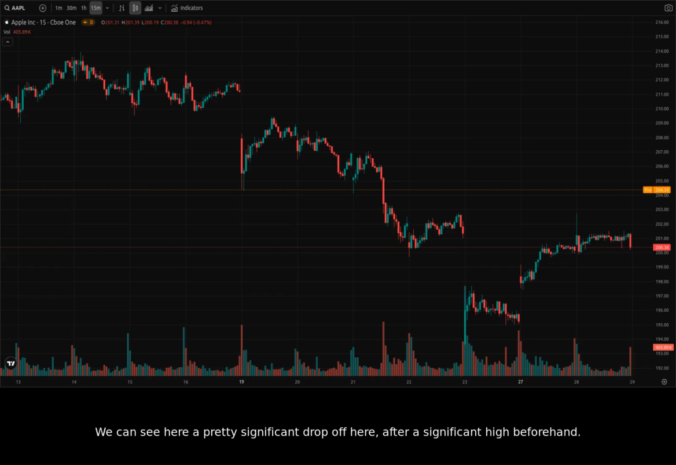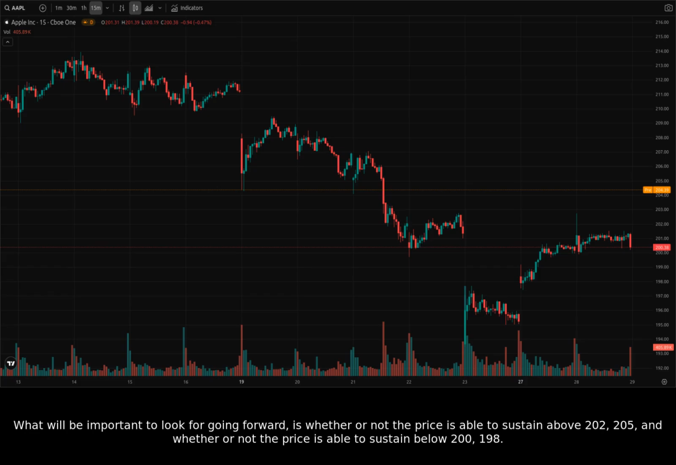We can see here a pretty significant drop-off after a significant high beforehand. It seems like there may have been some large trades happening here, perhaps in reaction to some recent news. What will be important to look for going forward is whether or not the price is able to sustain above 202, 205, and whether or not the price is able to sustain below 200, 198.